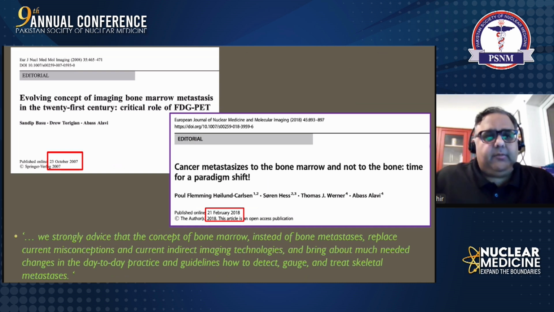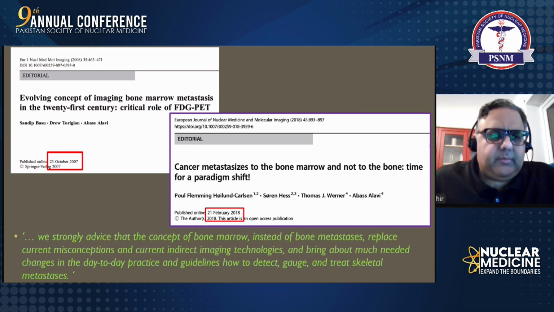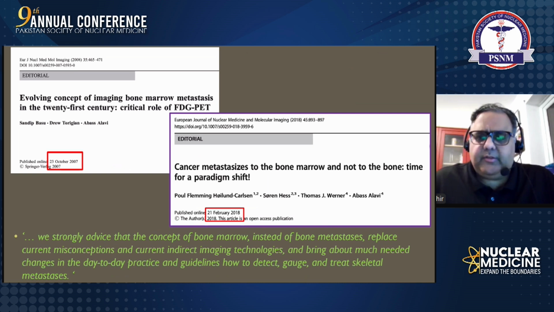Now with this background, these are two papers, one published in 2008 and the other in 2018, 10 years apart, editorials by Dr. Alavi with some co-authors. With the advent of FDG, since the early 70s, MDP has been the tracer of bone imaging, better than any other imaging, very sensitive and able to identify the spectrum of disease in the bones. With FDG, this whole debate started that FDG is better than the bone tracer.